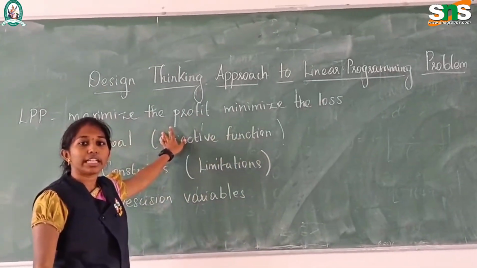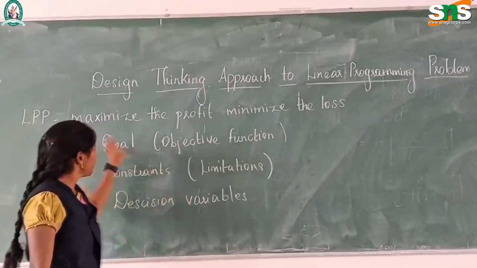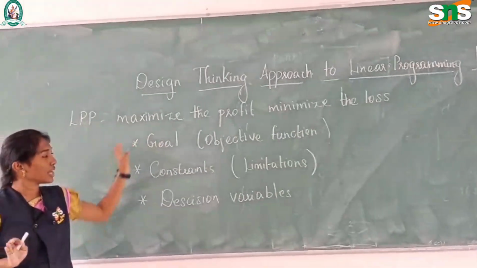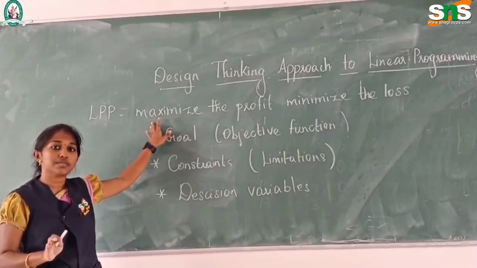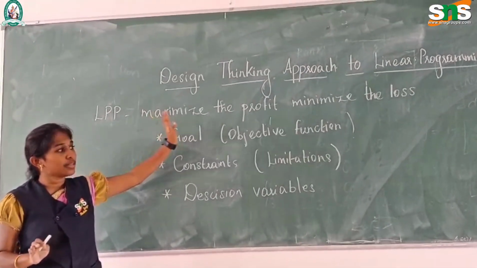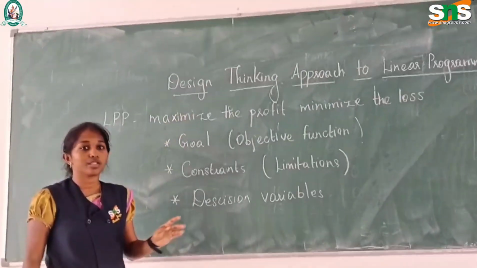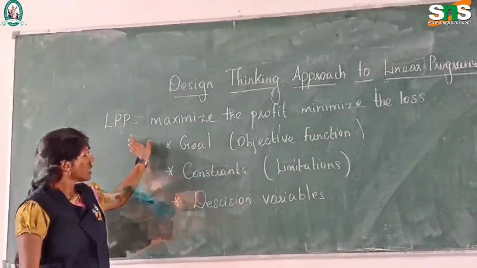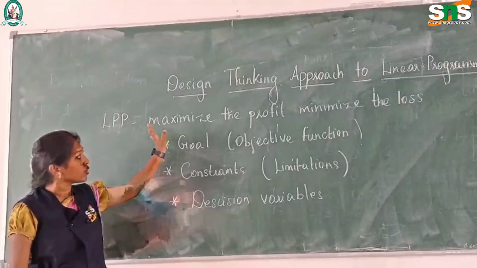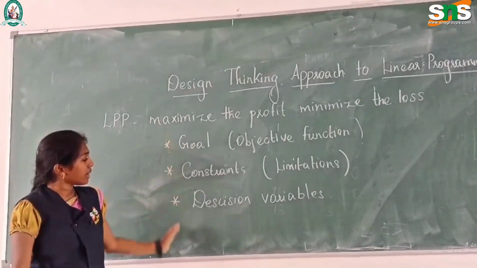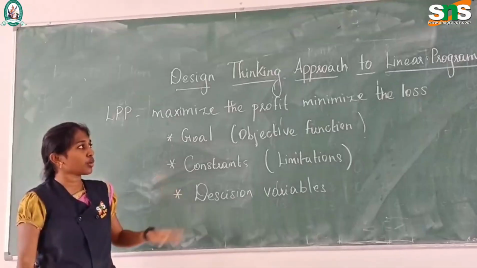The introduction of linear programming problem. So the linear programming problem means, if you do some business, the main aim to run the business is to maximize the profit and minimize the loss. That is the main aim of this linear programming problem also. In simple terms, linear programming problem is used to maximize the profit and minimize the loss. These are the main 3 points which occur in the linear programming problem.